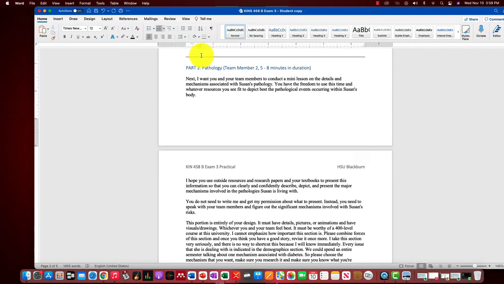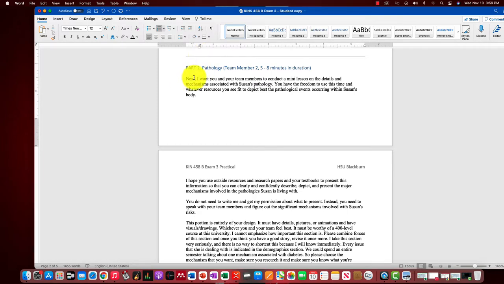Now, again, you can use any medium that you want to present it. If you want to draw on a whiteboard, if you want to draw on construction paper and video it, if you want to make a PowerPoint presentation, whatever you want to do, be as creative as possible, because the creativity is going to be part of the grade. So I'll read this to you just in case I have any typos here.